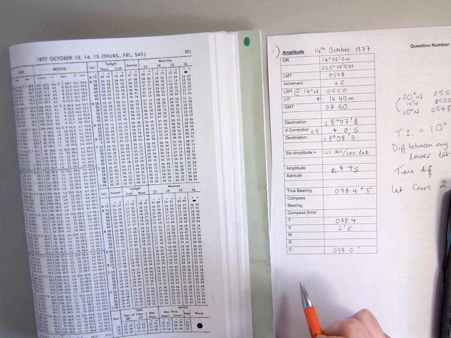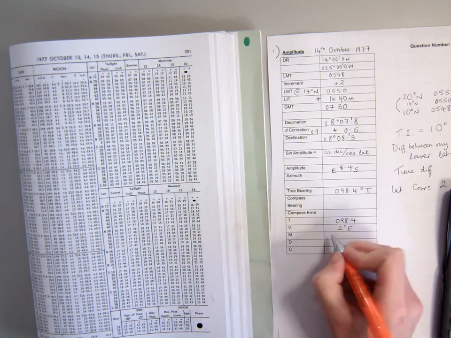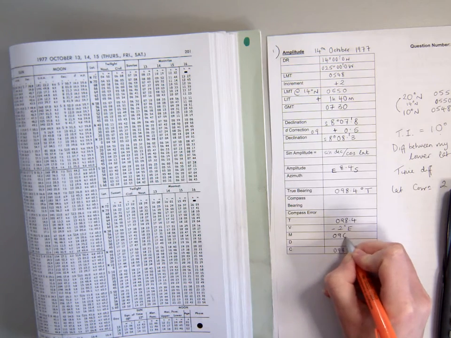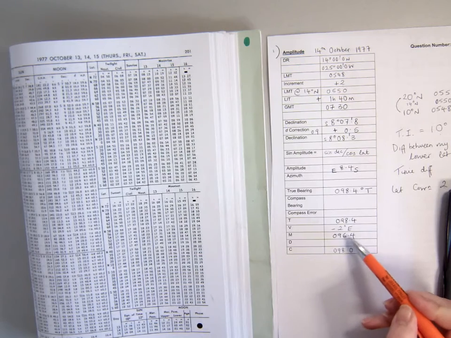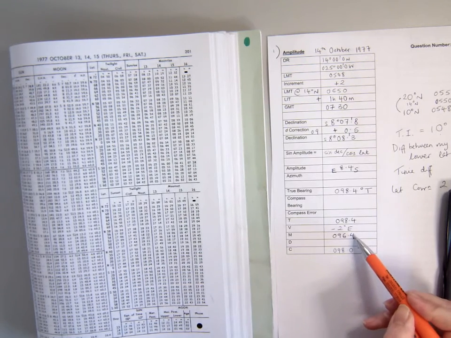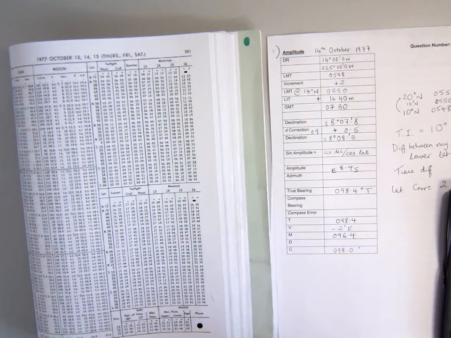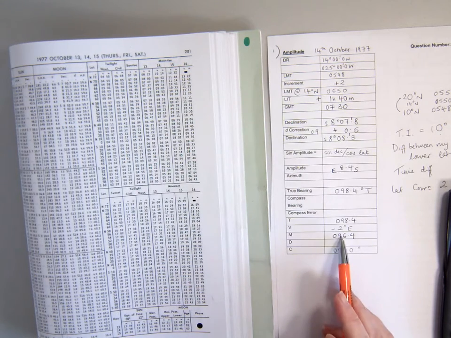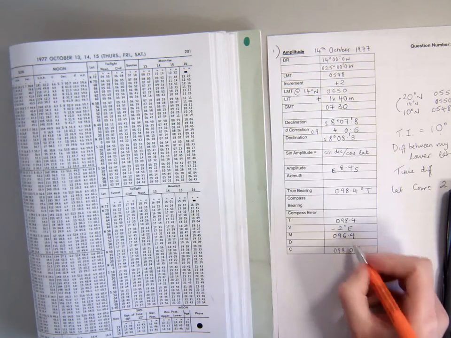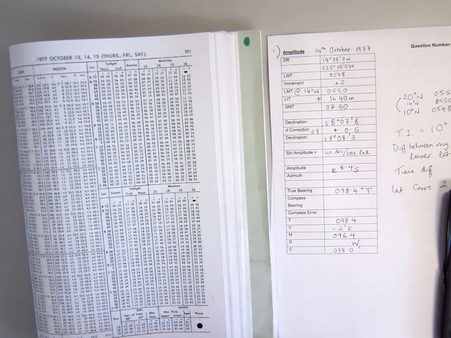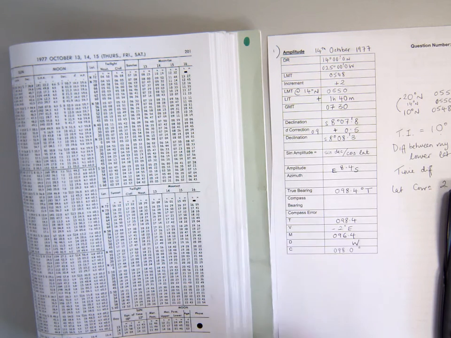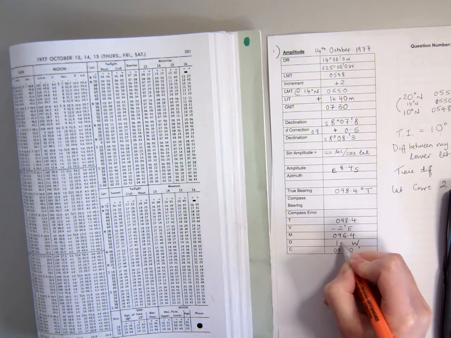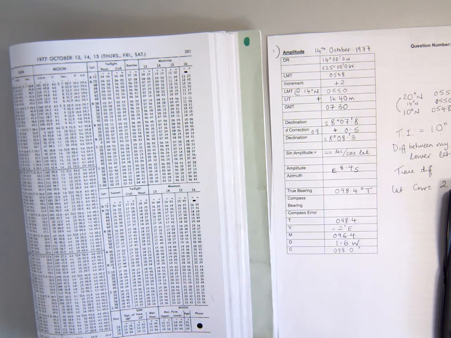So 098.4, minus 2 degrees east gives me 096.4. And then I have to work out what I would need to get from 096.4 to 098.0. In this case, we can tell that that would have to be an addition. So I know for one thing that my deviation is going to be west here, because it would need to be added on. And the gap between 96.4 and 98 is actually bridged by adding 1.6. So my deviation is 1.6 west.